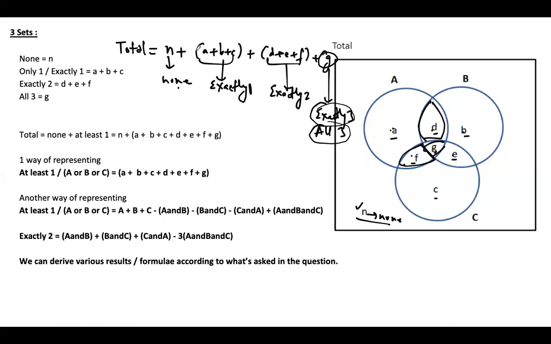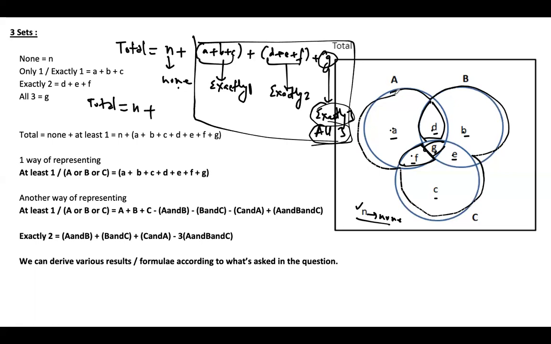Okay, so total is none, and I am writing this region as total is equal to none plus whatever is inside these circles. Let's say these are 3 sports: hockey, basketball, football. Whatever values are inside these circles represent the number of people playing at least one sport. These are the kind of people who are playing only one sport, these exactly 2 sports, and these exactly 3 sports.